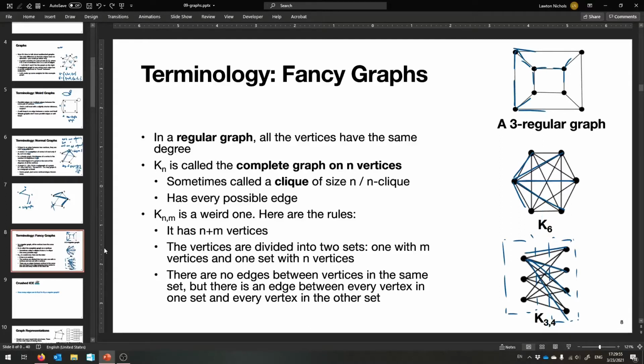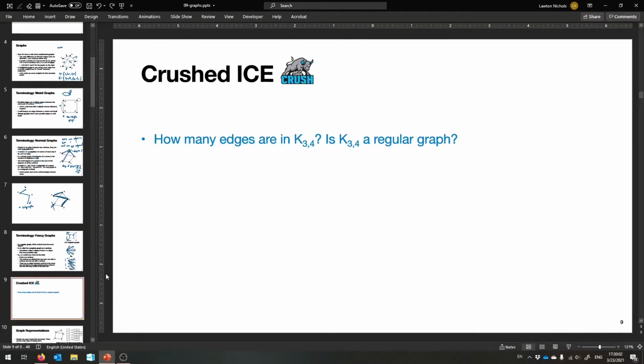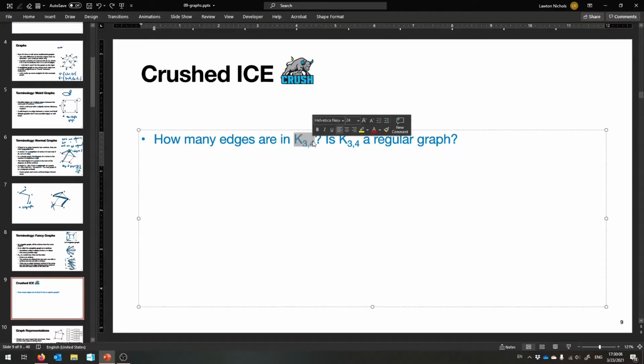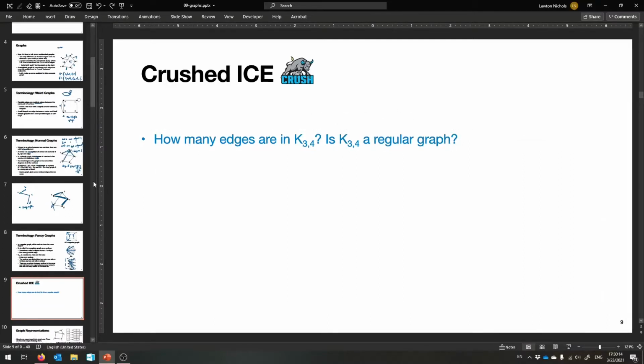Okay, so that's K_{N,M}, and that brings us, keep this in mind, to our first question of the day. So take a second to figure out how many edges are in K_{3,4}, and can you find a pattern of this? And let's figure out if it is a regular graph as well. Okay, here we go. So assuming you've tried it, let's go to K_{3,4}.